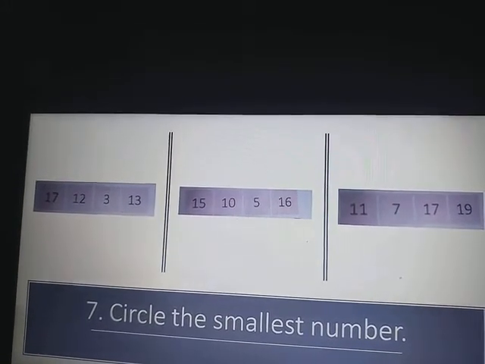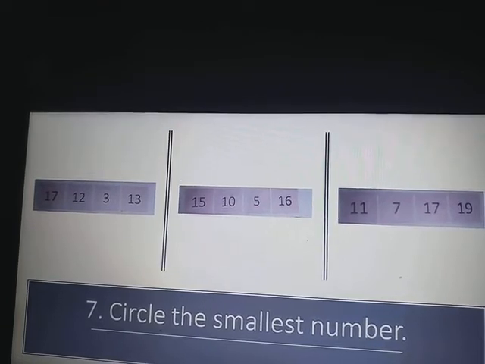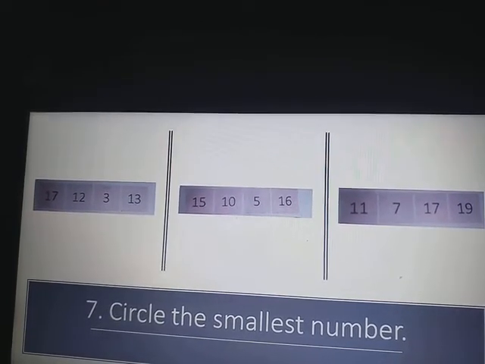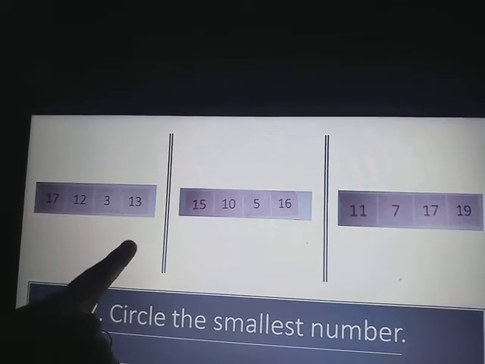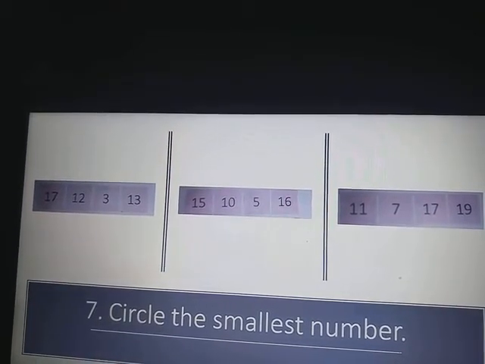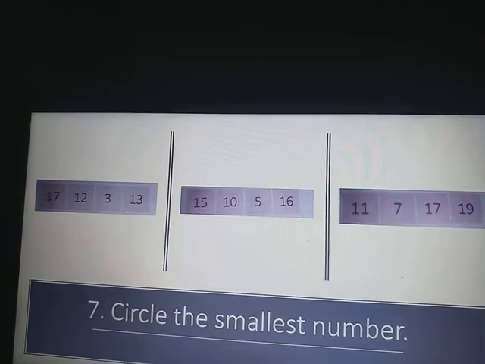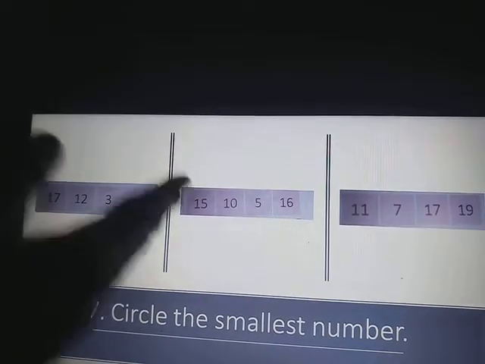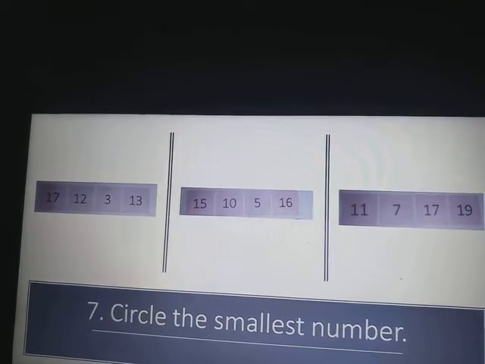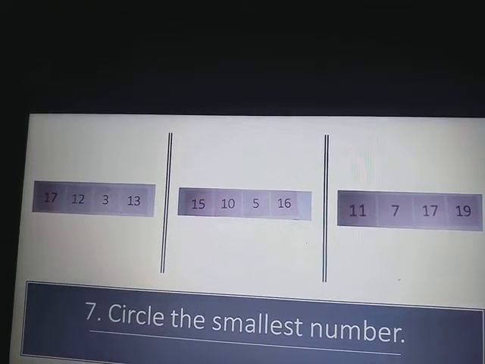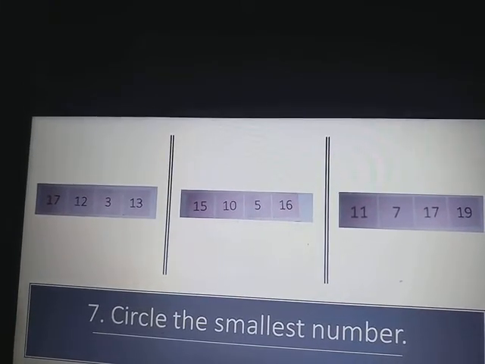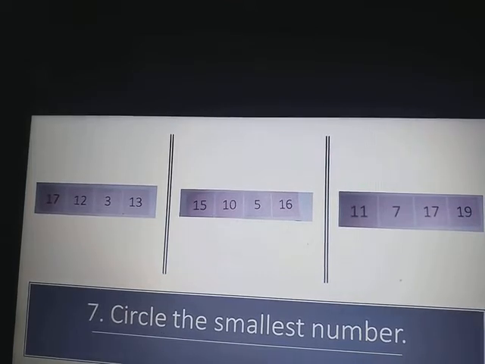Circle the smallest number. Here you can see the numbers. You have to find the smallest number in 17, 12, 3 and 13. Which is the smallest of all? In 15, 10, 5, 16, which is the smallest number? In 11, 7, 17, 19, which is the smallest number? You have to circle that number.